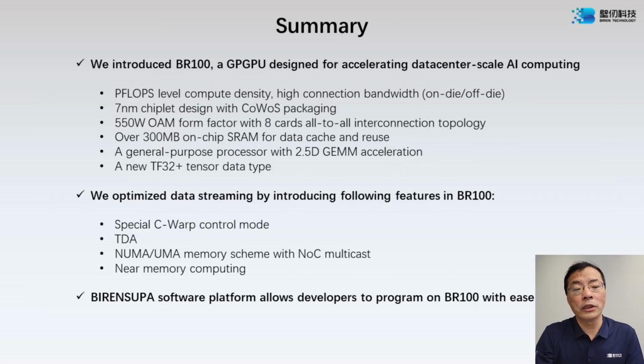To summarize, first we introduced BR100, a GPGPU designed for accelerating datacenter scale AI computing. We went over its spec, architecture, and explored SPC in detail. We briefed the TF32 Plus tensor data format. Then we introduced several features in BR100 to optimize data flow and improve bandwidth and energy efficiency, such as TDA, CWOP, NUMA, and near-memory computation. Last but not least, we introduced Biren SUPA, a software platform for developers to program on BR100. We highlighted the programming platform, which has a programming model, library, tool, and compiler.